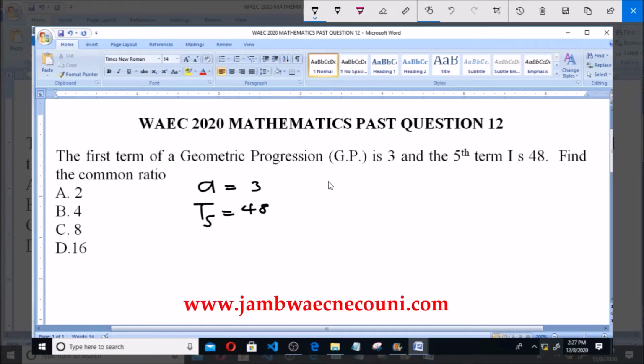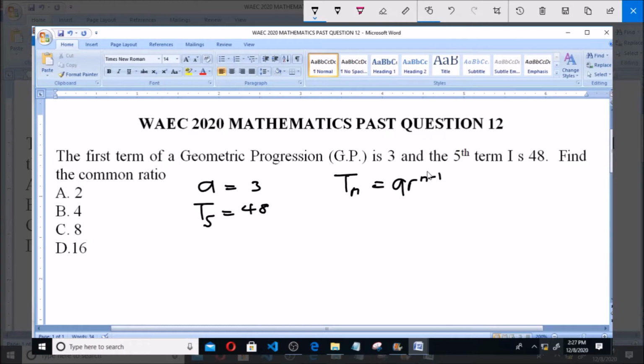And like we know, for a geometric progression, Tn is equals to A r raised to the power of n minus 1. So therefore Tn is 48 is equals to A, which is 3, multiplied by r, which is the common ratio, and that's what I'm looking for, then raised to the power of 5 minus 1, because n is 5. So that means 48 is equals to 3 multiplied by r raised to the power of 4.